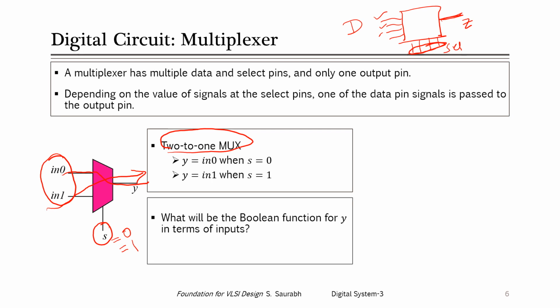So what will be the Boolean function for Y in terms of the inputs? We can easily write this functionality. Whenever S is equal to 0, we can write S bar, then Y will be equal to S bar into in0.